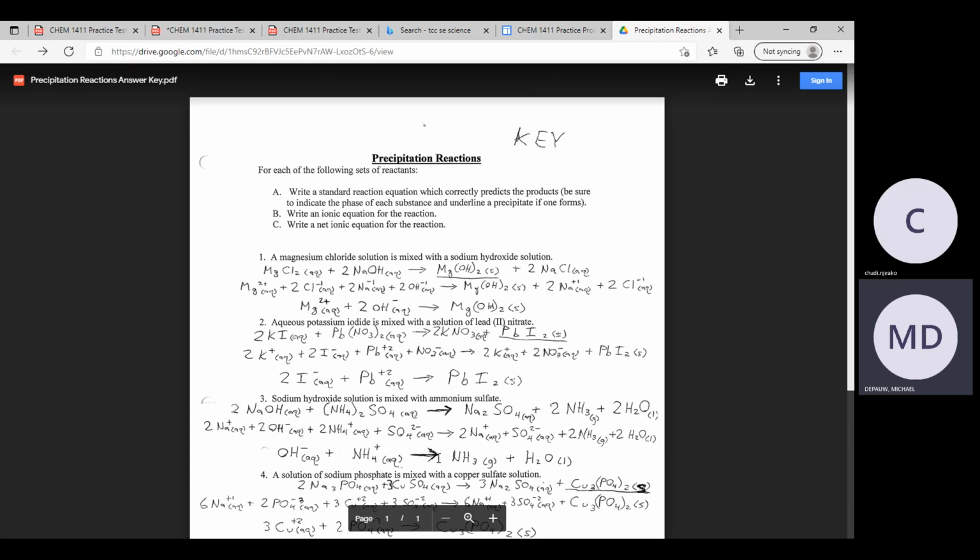Oh, there it is. So there's some practice problems. It has the magnesium chloride solutions mixed with sodium hydroxide. You write and balance the equations, and then break it up into complete ionic, and then cancel out the spectator ions. So there's complete answer keys for each one of these.